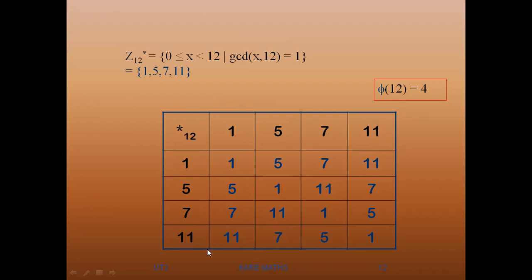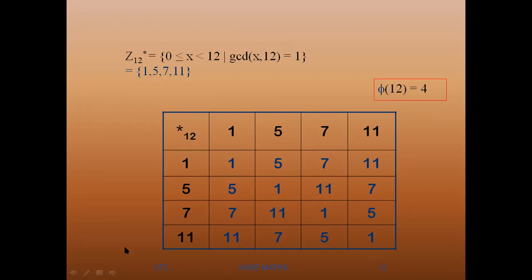Again, 11 times 1 is 11. 11 times 5 is 55, and when I divide by 12, the remainder is 7. Again, 11 times 7 is 77, and dividing by 12, the remainder is 5. Same thing, 11 times 11 is 121. If I divide 121 by 12, 12 times 10 is 120, so the remainder is 1.